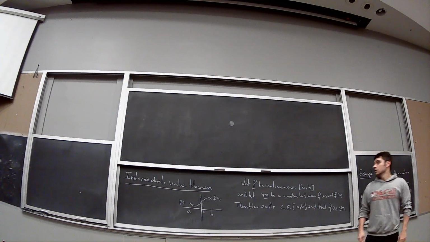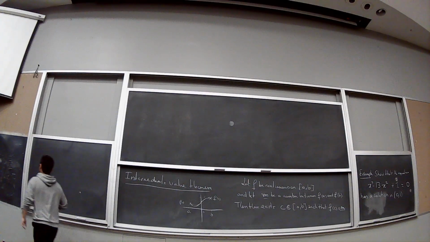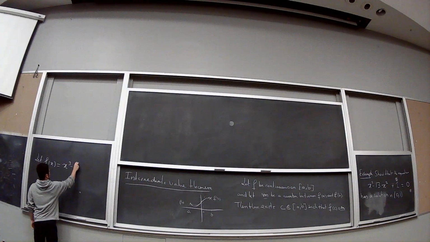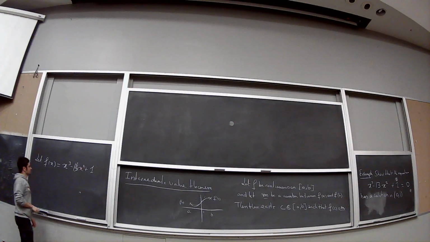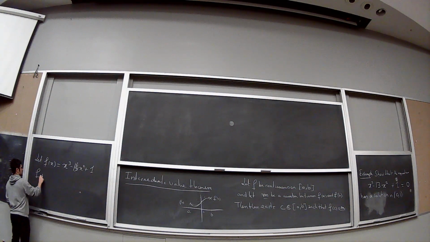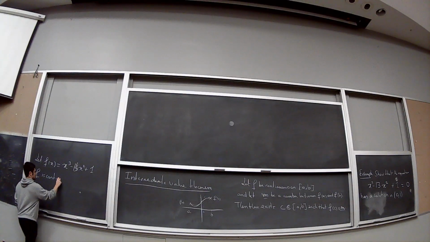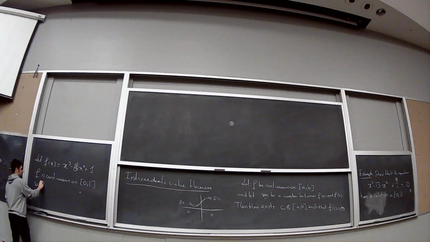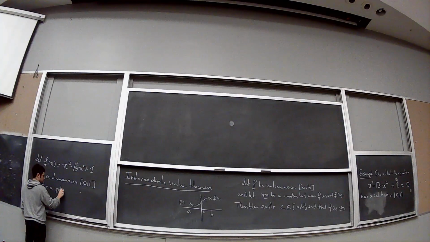Do you agree? So let f be x cubed minus 4x plus 1, minus 13x squared plus 1. Is f continuous on [0, 1]? Why is f continuous on [0, 1]? Because f is a polynomial. So f is continuous, since f is a polynomial.